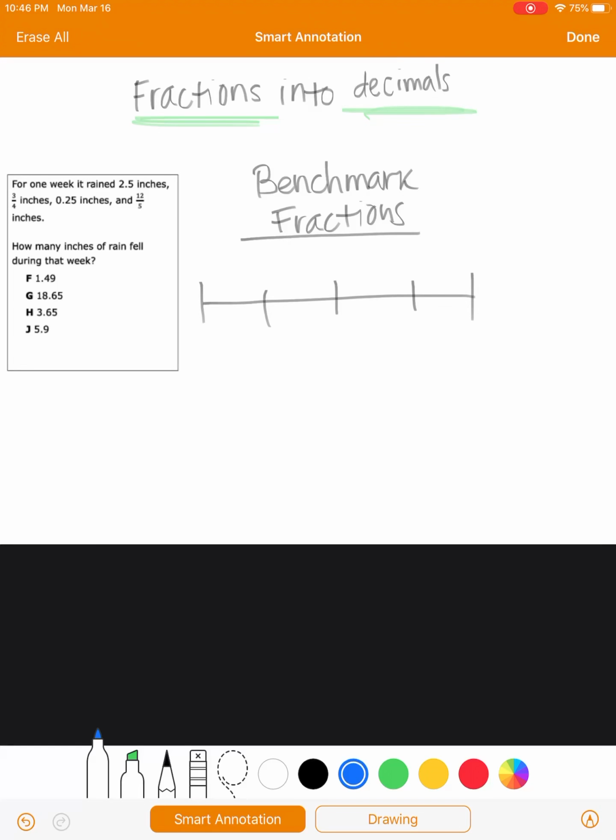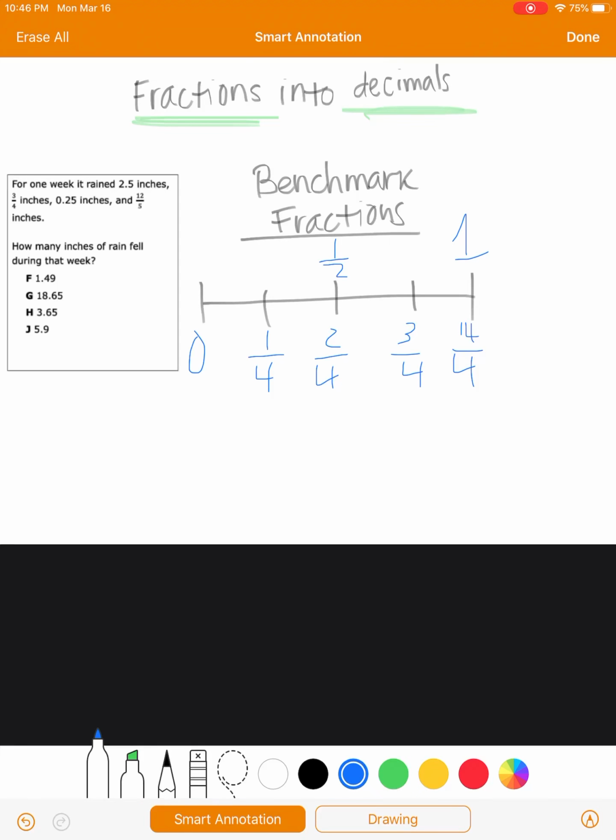This goes back to your 0, and then this is 1, 2, 3, 4. So there are 4 parts in my whole. So this is 1/4, 2/4, 3/4, 4/4. Now we know that 2/4, that 2 is half of 4. So therefore this is 1/2. And I know that 4/4 means 1 because 4 divided by 4 means 1.